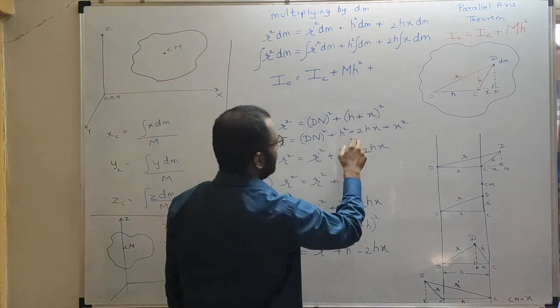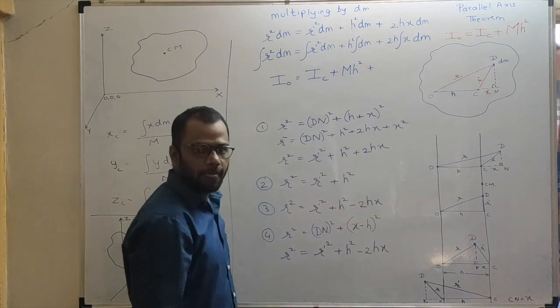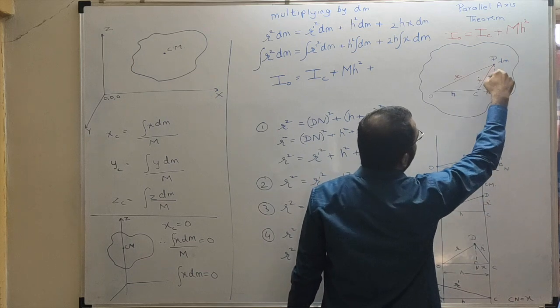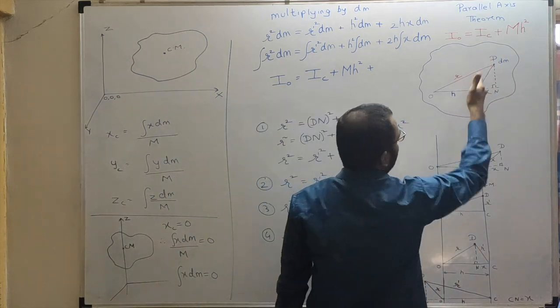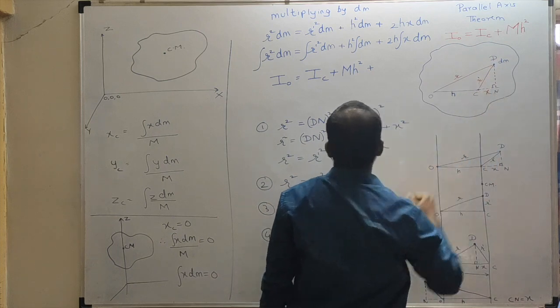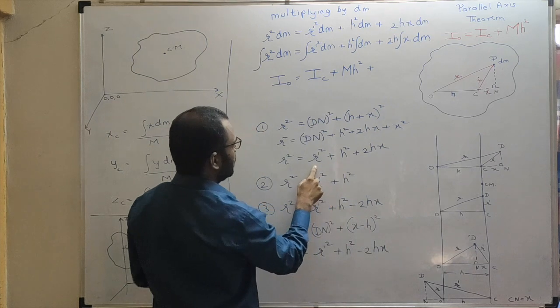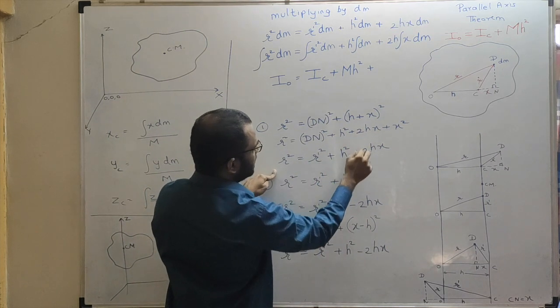Let us open this bracket. So it will be what? H square plus twice hx plus x square. Now if you look in this diagram, x square plus dn square will be r dash square. Again applying Pythagoras theorem in this triangle DCN, instead of dn square plus x square, I can write r dash square. So r square is equal to r dash square plus x square plus twice hx.